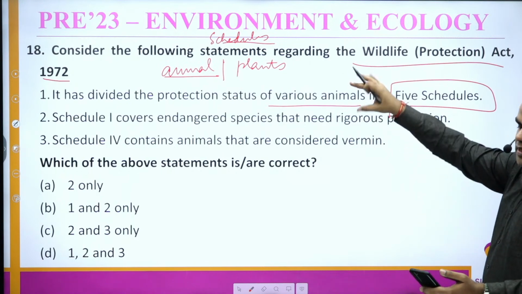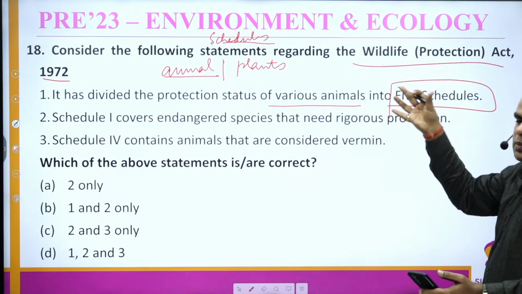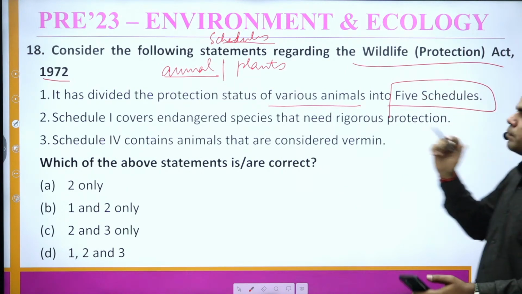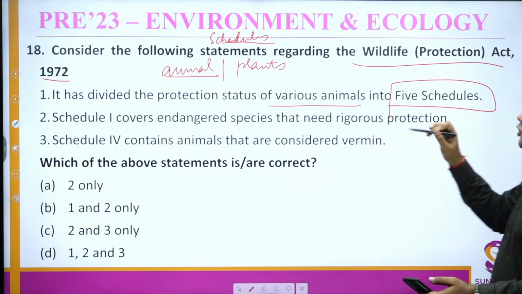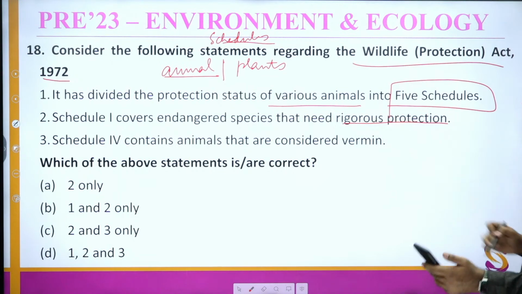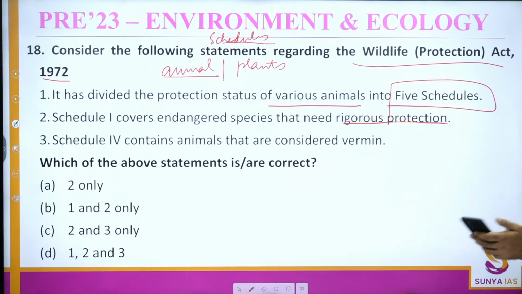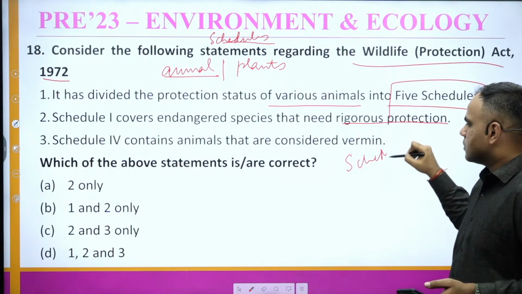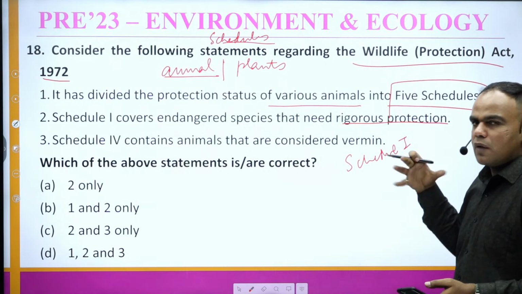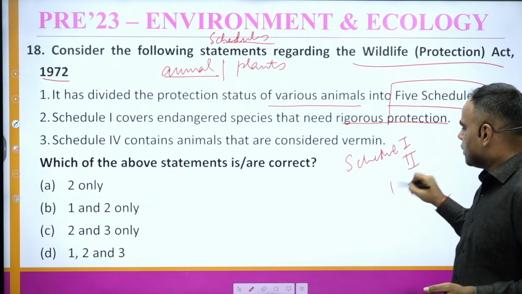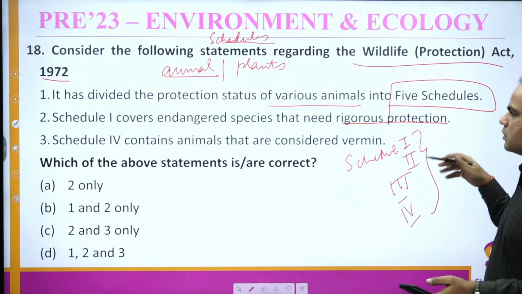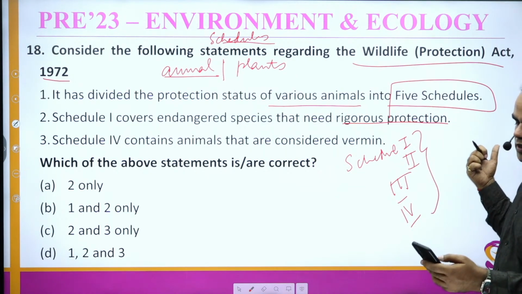Because plants is separate. For plants, there is schedule 6. Then schedule 1 covers endangered species that need rigorous protection. So that is true. By the way, you have schedule 1 and also part 2 of schedule 2. You have schedule 3 and 4. All of them basically talk about the protection which is going to be given to these species.